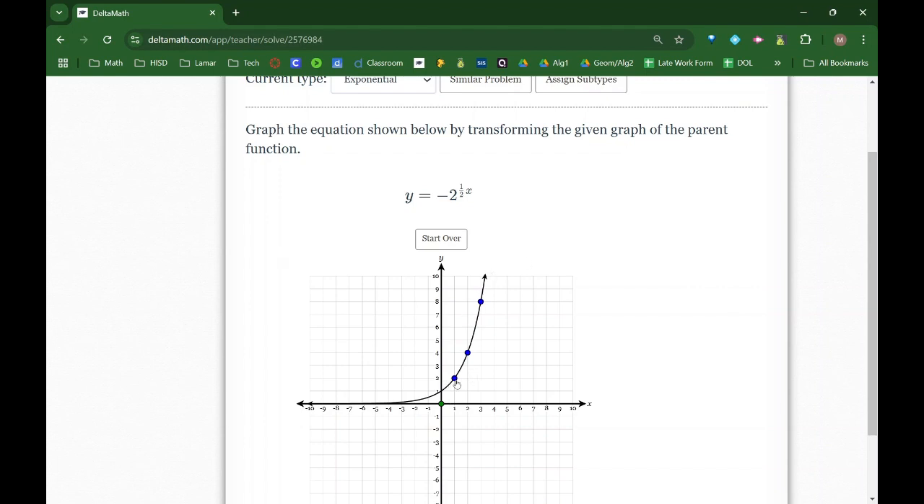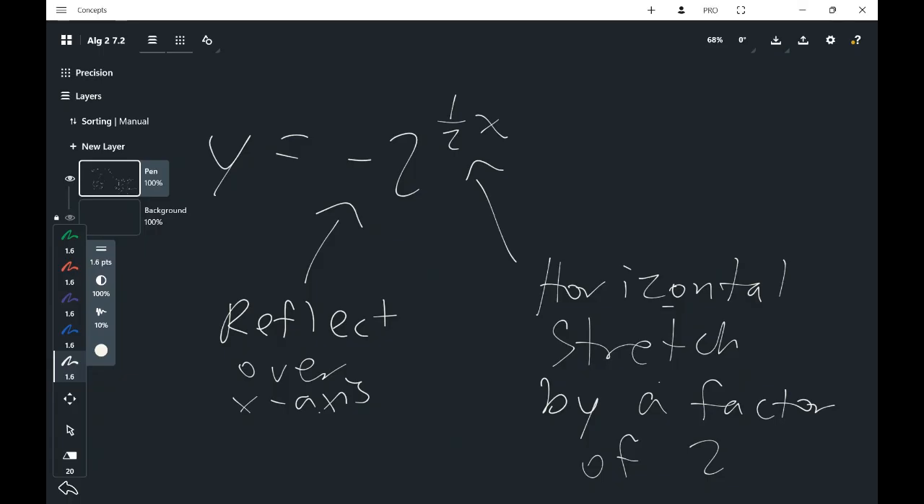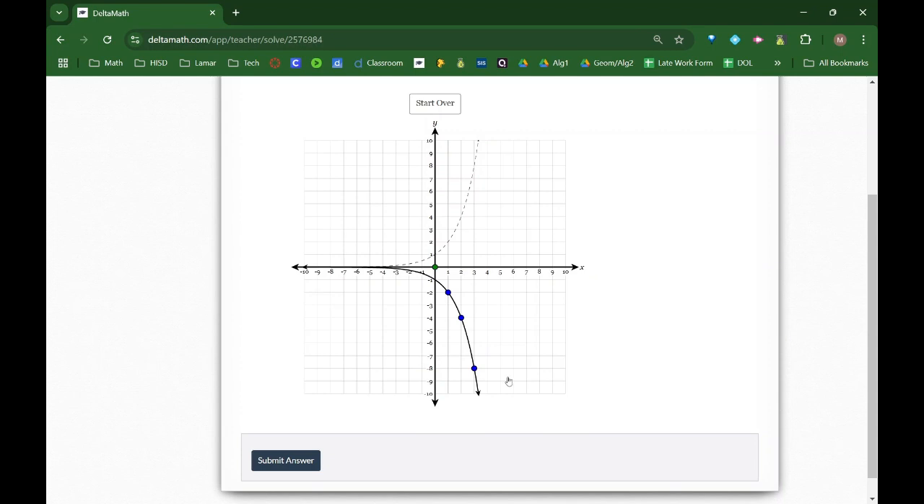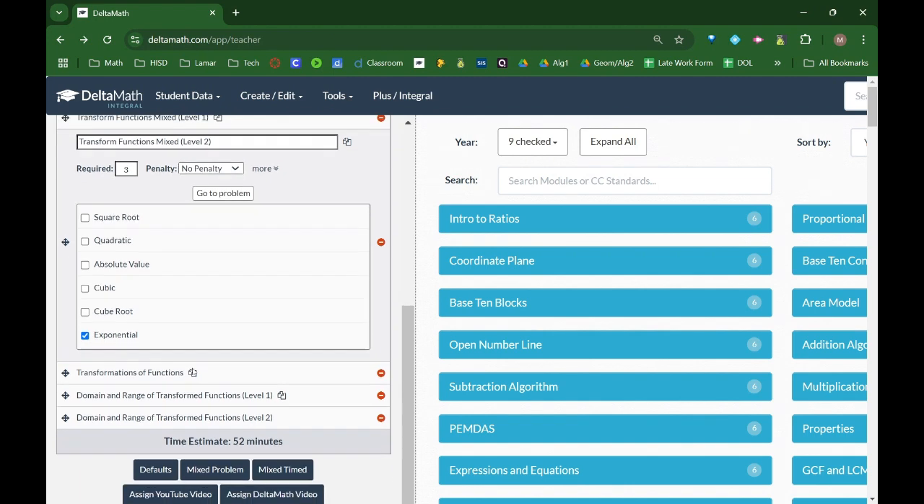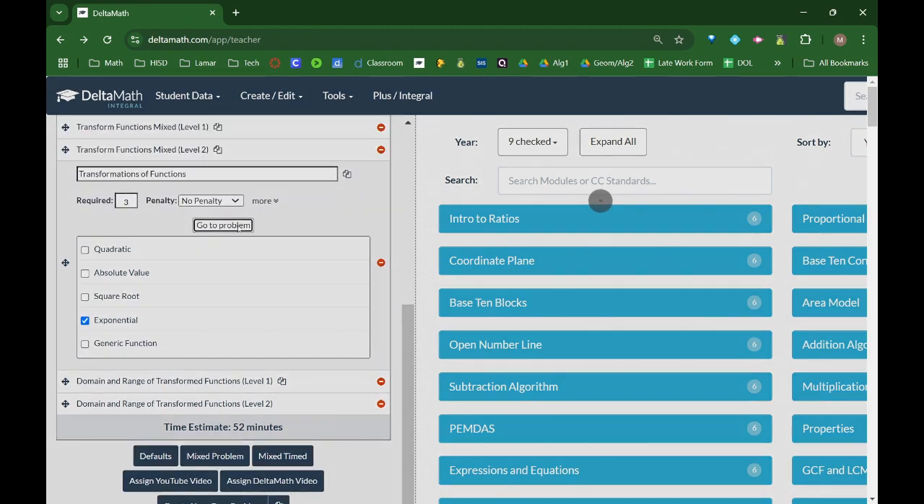So let's do this real quick. We reflect it over the x-axis, so that positive y value becomes a negative y value. And we're going to stretch it horizontally by a factor of 2. That means my x values need to be multiplied by 2. So for instance, this x value of 3 here, I multiply it by 2 to get an x value of 6. I want to keep that y value the same. There we go.